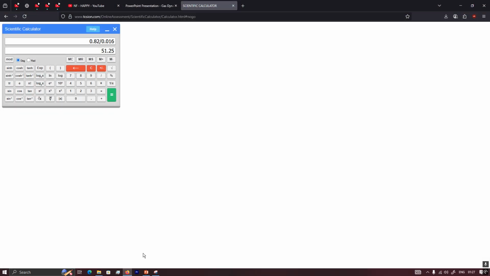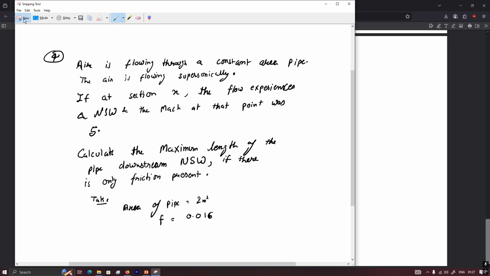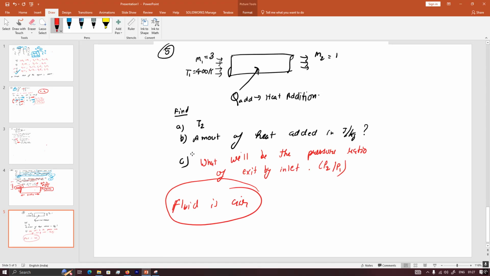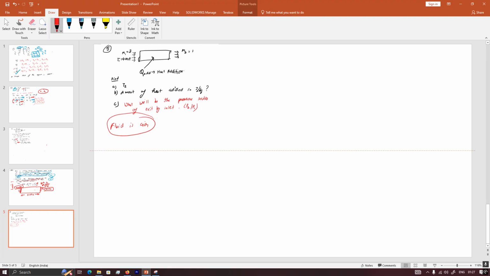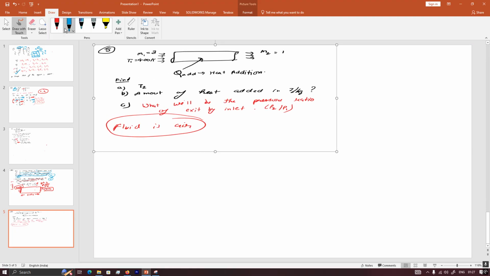Okay, so now let's see what's the last question. I'll just take the snipping tool, snip it, and copy, and we'll paste here. So now let's see what is being asked in this question.